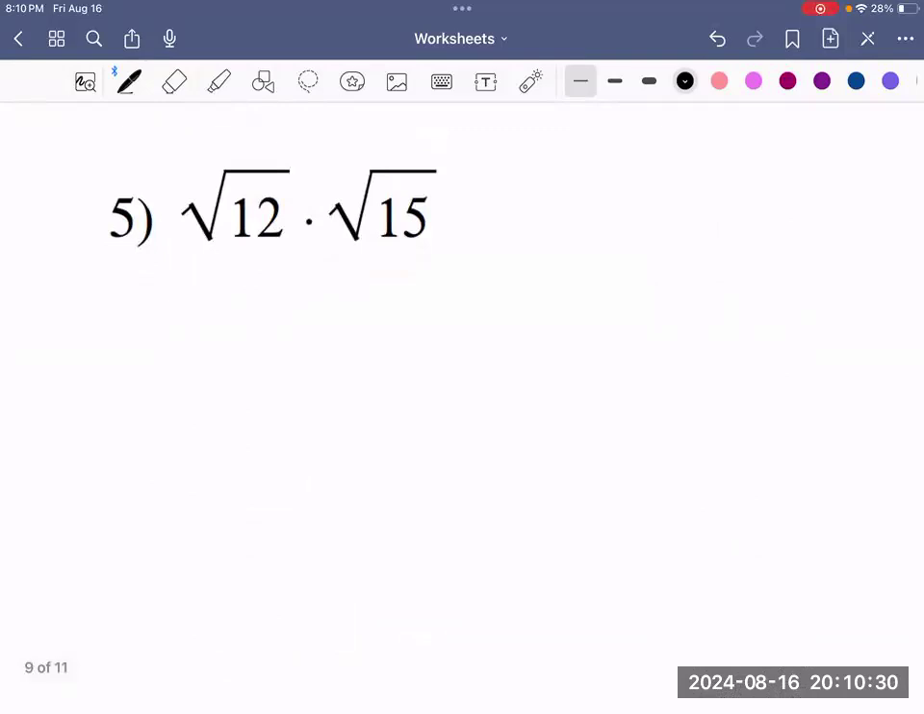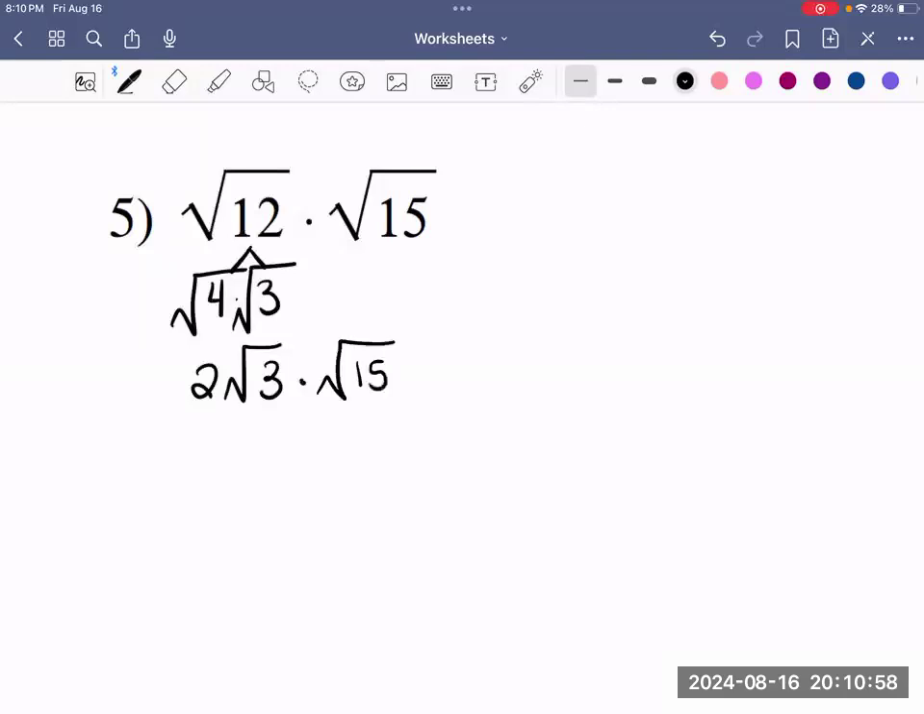So we have 12 times 15. What we can do before we get started: 12, do we really want to multiply 12 and 15 and get a massive number? No, but perhaps we can break up 12 as 3 and 4. So the square root of 4 times the square root of 3, which is then square root 2 times 3, times the square root of 15. Now it's much easier to multiply 3 times 15, more so than 12 times 15.